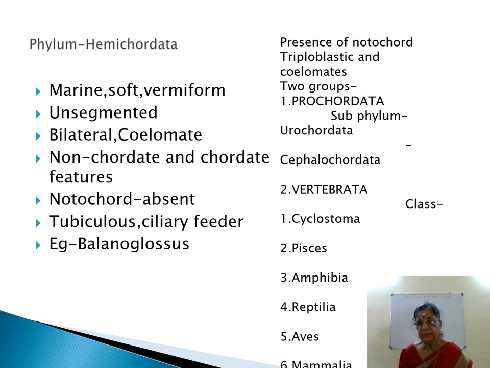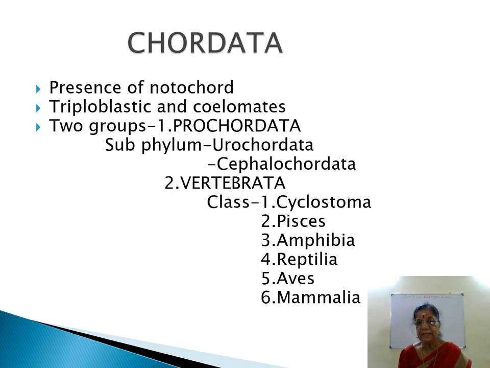Okay, same way for phylum Urochordata and Cephalochordata. In class Vertebrata, the cyclostome is a special type which is a jawless vertebrate, and then classes fishes, amphibia, reptilia, aves and mammals, where we have a tabular column, with which we will study the characteristic features.